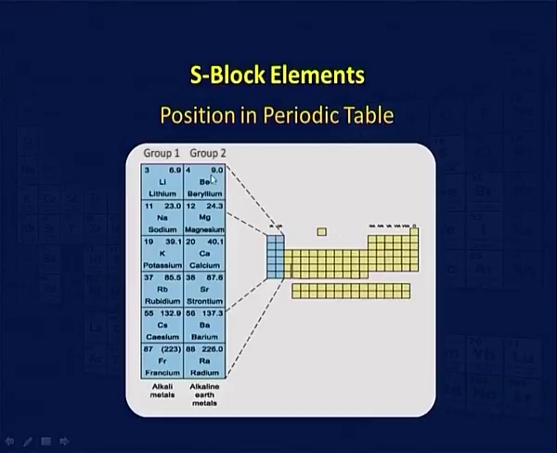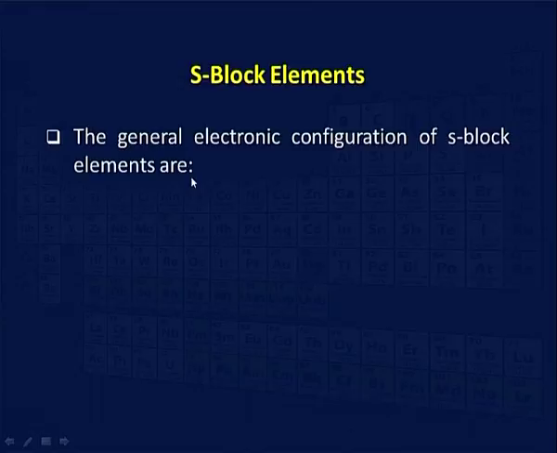Now, group 2 elements we will take up later on. We will first concentrate on the s1 block elements, and then we will take up the s2 block elements subsequently. Now, look here, the general electronic configuration of S block elements is given by the noble gas configuration followed by ns1.